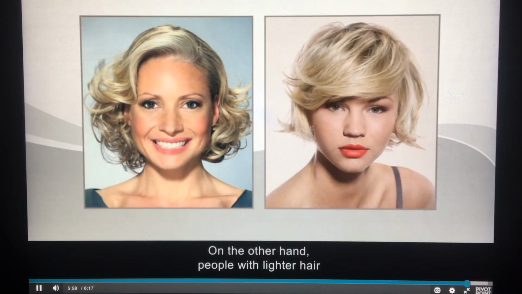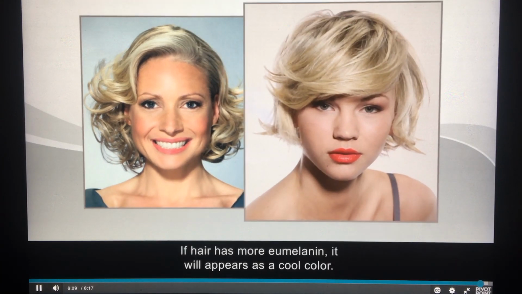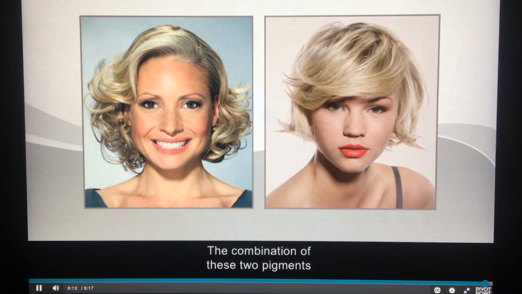On the other hand, people with lighter hair have a lower concentration of melanin. If hair contains more pheomelanin, it will appear as a warm color. If hair has more eumelanin, it will appear as a cool color. The combination of these two pigments produces the many natural hair colors we see.